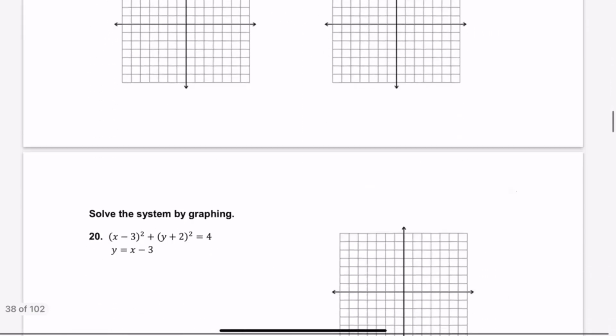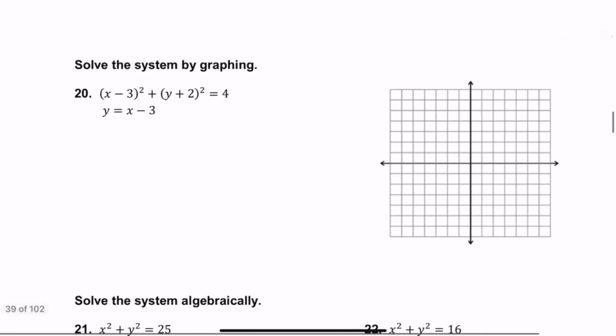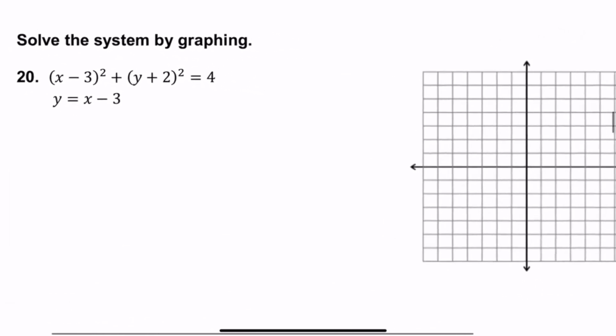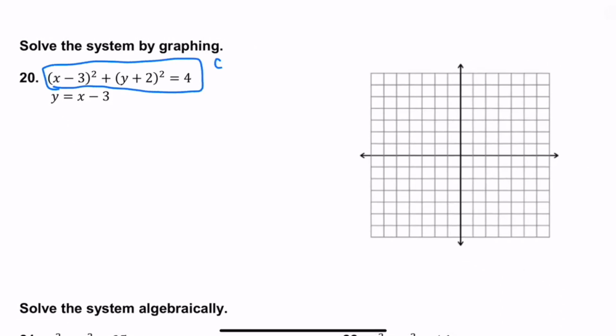We're going to skip down all the way to number 20. We're going to solve this system by graphing. So we have this equation. This is a circle. This circle is going to have a center at positive 3, negative 2. Remember, it does the opposite of what you think it's going to do. Our radius squared is 4. So if I take the square root of 4, I get my radius is 2.